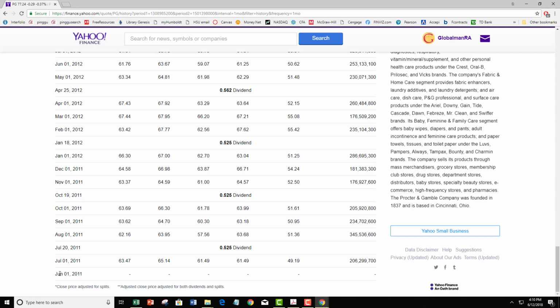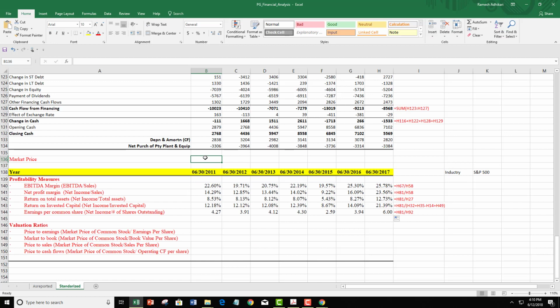It has the data on July 1, but it doesn't have the data on June 30. So I'm going to use the closest date, July 1, and I'm always going to use the adjusted close price, this one. So I am going to copy this 49.19 and put it in the Excel file.